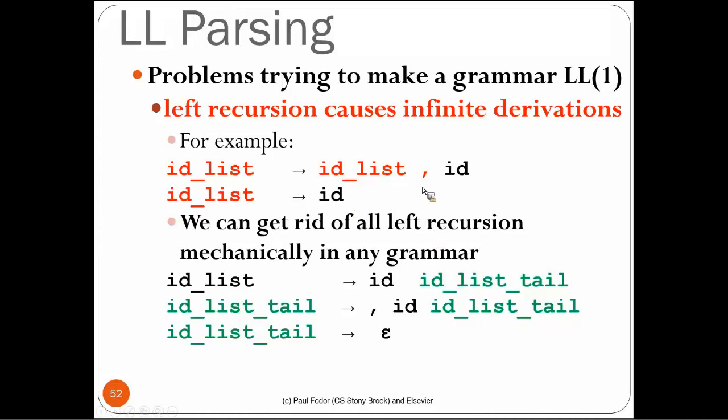What can occur after the ID? After the ID, we can have a comma followed by ID, followed by other ID list tails. So an ID list tail is either comma followed by ID followed by other ID list tails, or an ID list tail could be epsilon. This grammar, the one below, does not have left recursion anymore. It always starts with a different token, so we can basically predict which production rule to use next, and it's not left recursive. So one problem we can solve mechanically in a very easy fashion.